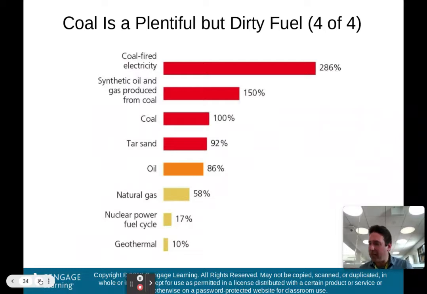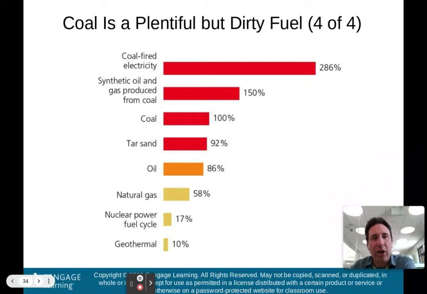Just understand them. What we're looking at here is the carbon dioxide emissions as a percentage of the emissions released by burning coal directly. So for coal-fired electricity, you're actually putting out 286%. So it's an extreme amount. It's a percentage of emissions released by burning the coal directly. So it's more than 100% for that coal-fired electricity.